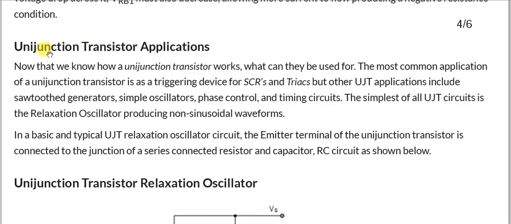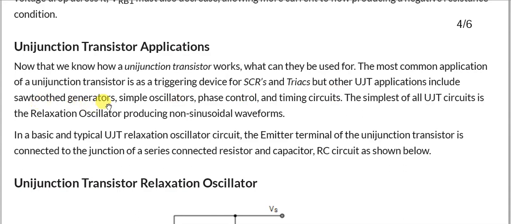Okay, now unijunction transistor applications. Now that we know how the unijunction transistor works, the most common application is as a triggering device for SCRs. Triggering means you generate a pulse to start a certain device. SCR, silicon controlled rectifier, is another special device which will be a separate lecture, and also the triacs. Other UJT applications include the sawtooth wave generator.